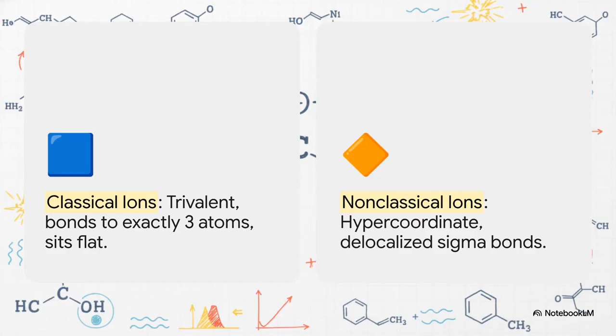We're talking about comparing classical carbenium ions, which are trivalent, meaning the carbon bonds to exactly 3 atoms and sits perfectly flat, against the highly theoretical non-classical carbenium ions. In this non-classical state, carbon miraculously becomes hypercoordinate. It connects to more than 3 atoms, sometimes even 5. And it does this using entirely delocalized sigma bonds that are just shared right across multiple nuclei. Sounds a little crazy, right?